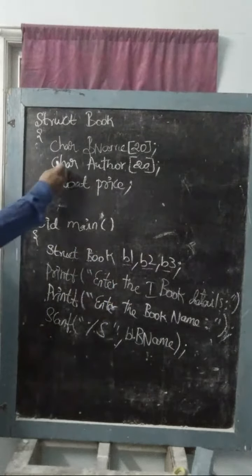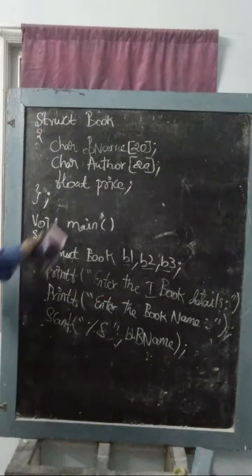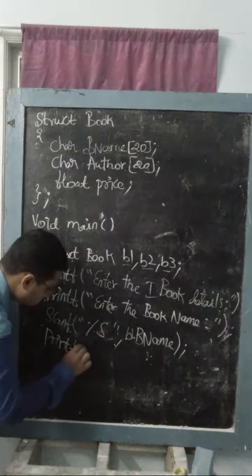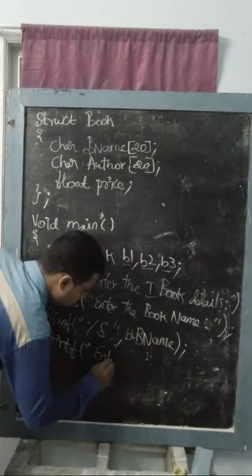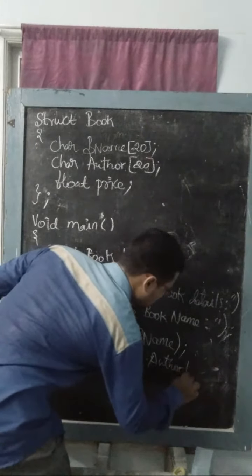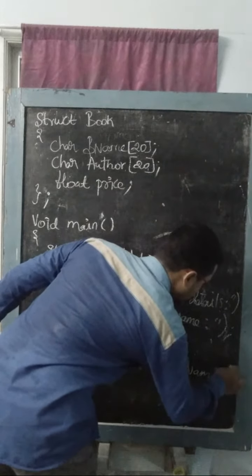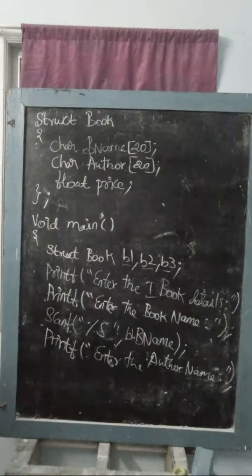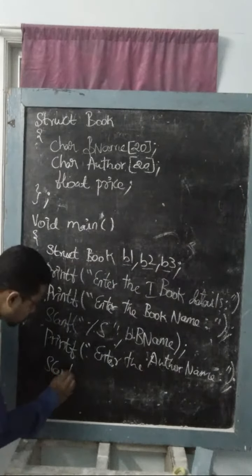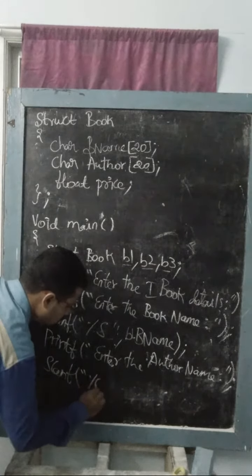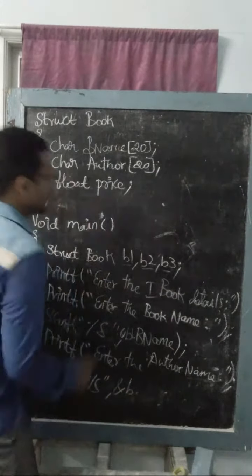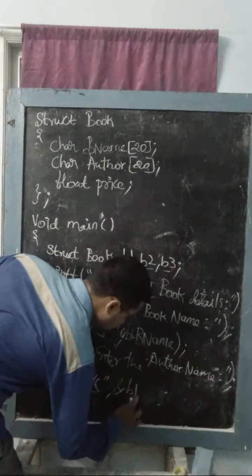And likewise, we can get the author name. So that is printf, enter the author name. Author name, how can we do the same thing? Author name comes under the category of string, so we write scanf %s, and then address of B1 dot, what is that? That is author, B1 dot author.